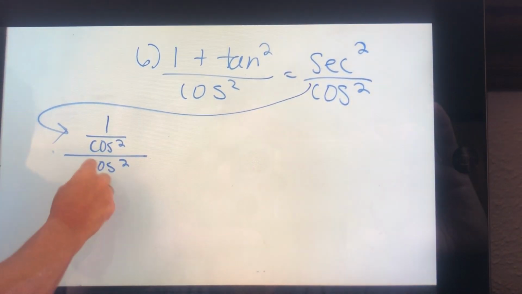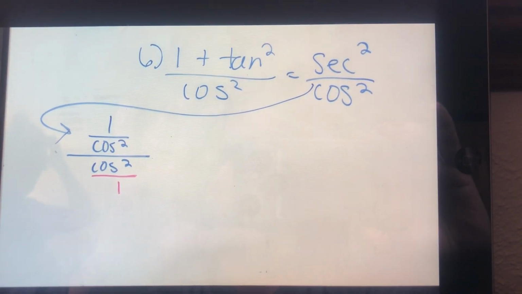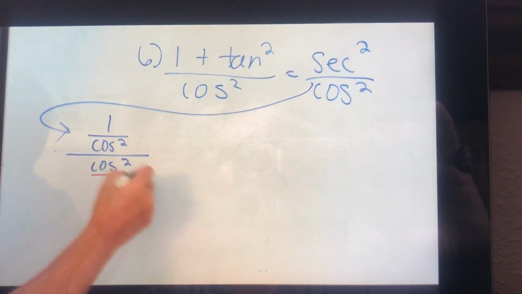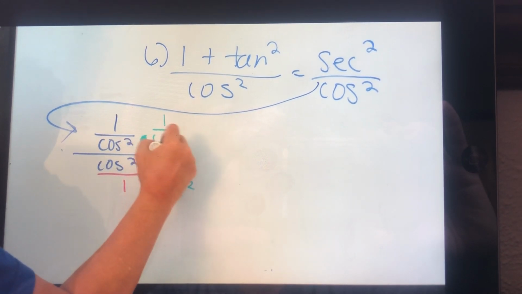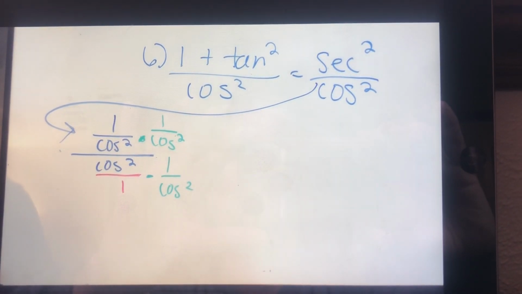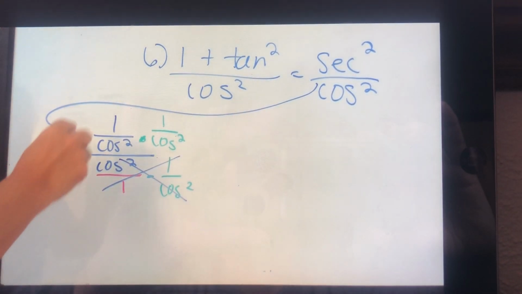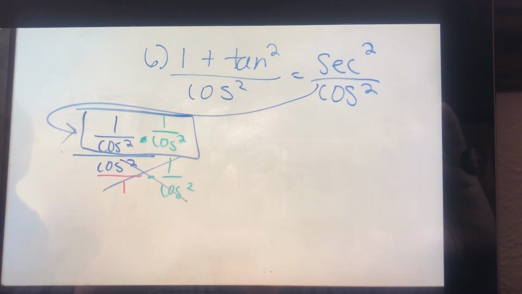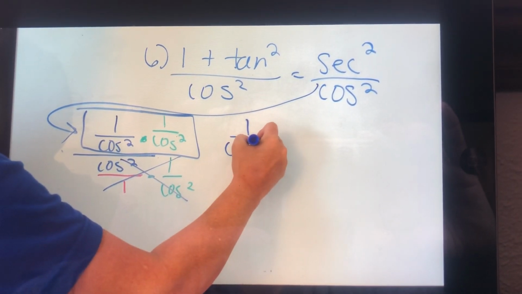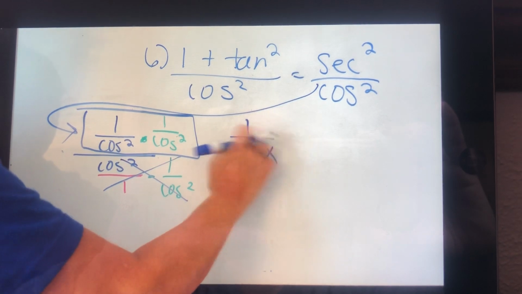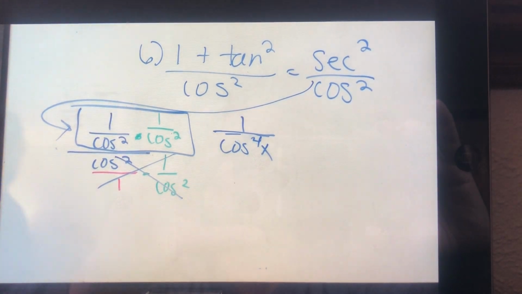So again, this is over 1, and we want to multiply by its reciprocal. So what would its reciprocal be? 1 over cosine squared is its reciprocal. Whatever you do to the bottom, you got to do to the top. Okay? So the bottom's gone. Up top, it's multiplication. So it's going to equal 1 over cosine to the 4th. That's a 4. Because add the exponents, okay? Now, that's fine to leave it like that.